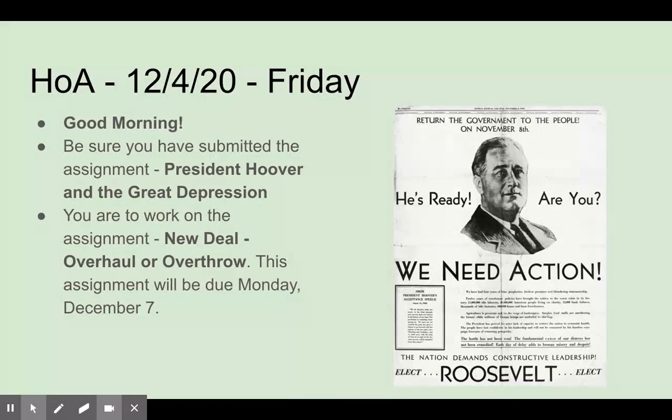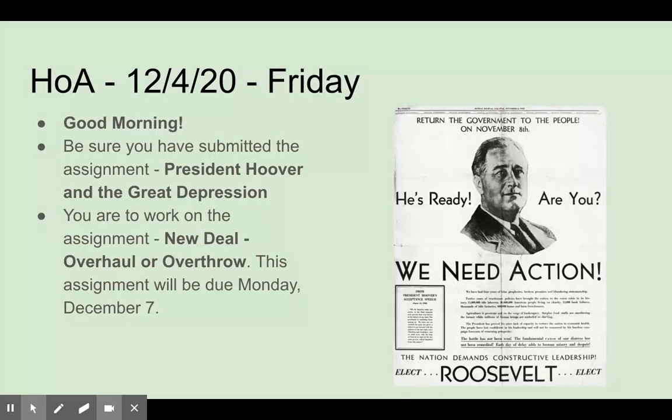We will continue with the study of the Great Depression. You want to make sure that you have submitted the assignment President Hoover and the Great Depression. That particular assignment was focusing on his approach to solving the economic issues brought on by the Great Depression. President Hoover did have some measures, however, they fell short.